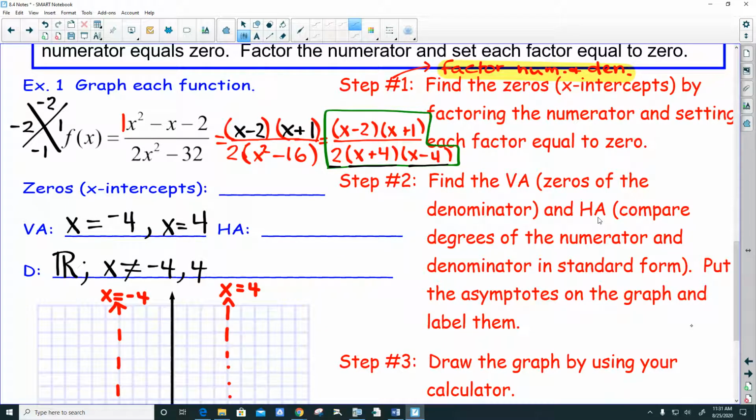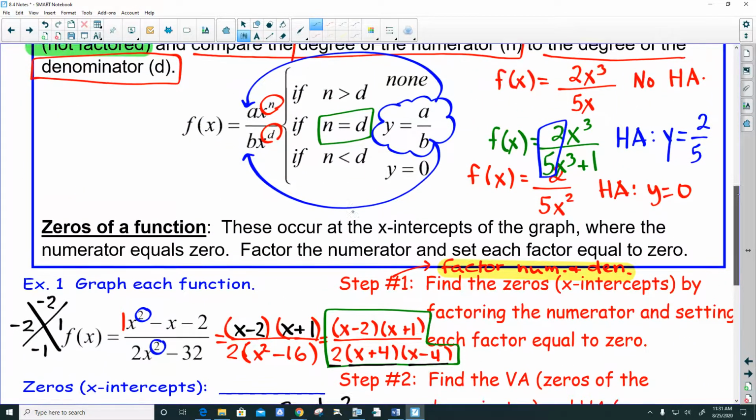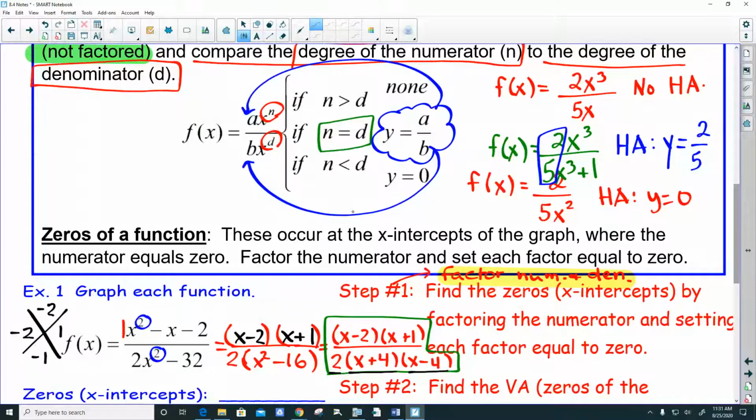the horizontal asymptotes. Now remember, we want to go back and look at the original problem before we did any factoring. We want to compare the degree of the numerator to the degree of the denominator. So it looks like the degree of the numerator is 2, and the degree of the denominator is also 2. So that falls in our chart. You'll definitely want this notes page handy when you're working on this. At a certain point, you'll want to commit this chart to memory. But this is definitely falling in the middle row where they're equal to each other.